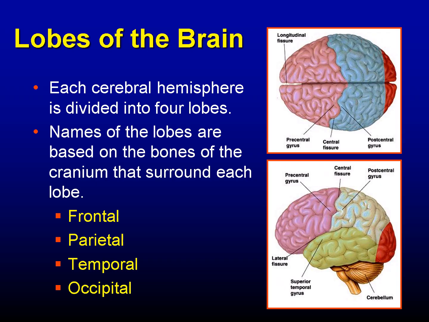These foldings increase the surface area of the brain so we can pack more neurons into a small area. Each cerebral hemisphere is divided into 4 lobes which are named based on the bones of the cranium that surround each of them. The top picture is a superior view of the brain showing the frontal, parietal and occipital lobes. The lateral view shows the temporal lobe.